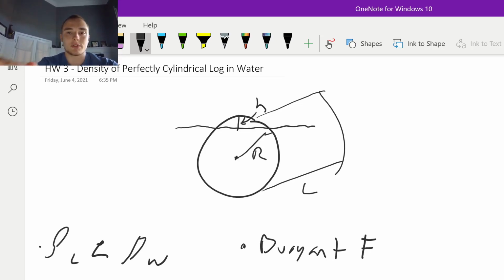And this buoyant force is the weight of the fluid displaced, and weight is equal to the mass times the acceleration due to gravity. So since this system is not accelerating, we can say that the mass of the water times the gravity, g, is equal to the mass of the log times g. And then we can cancel out the g's. So we can say the mass of the water is equal to the mass of the log.